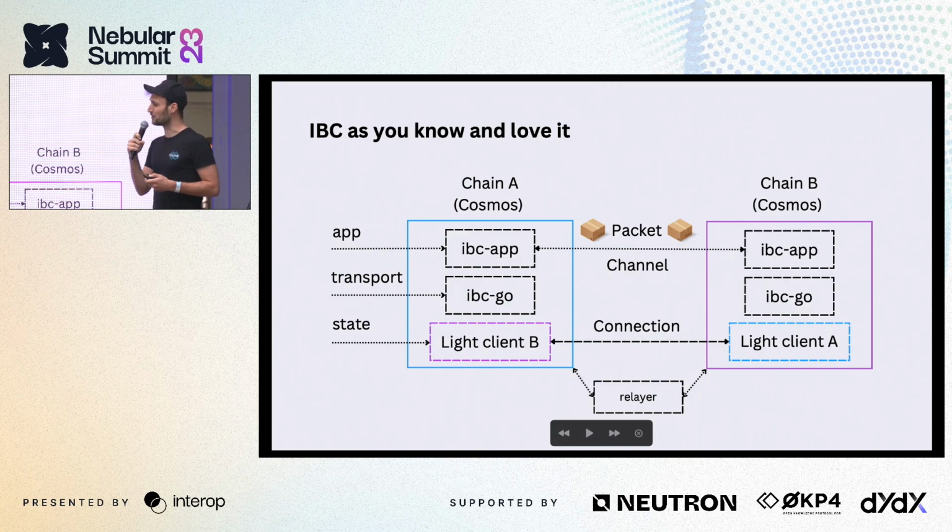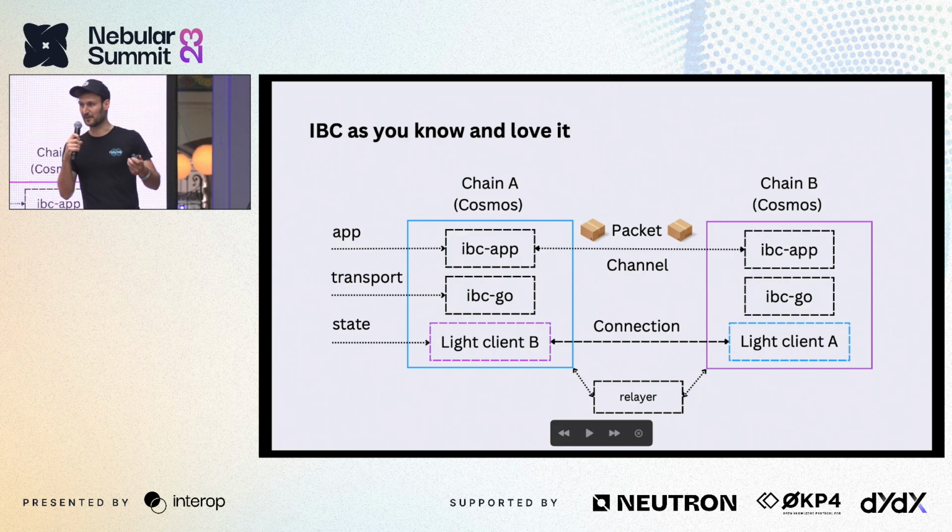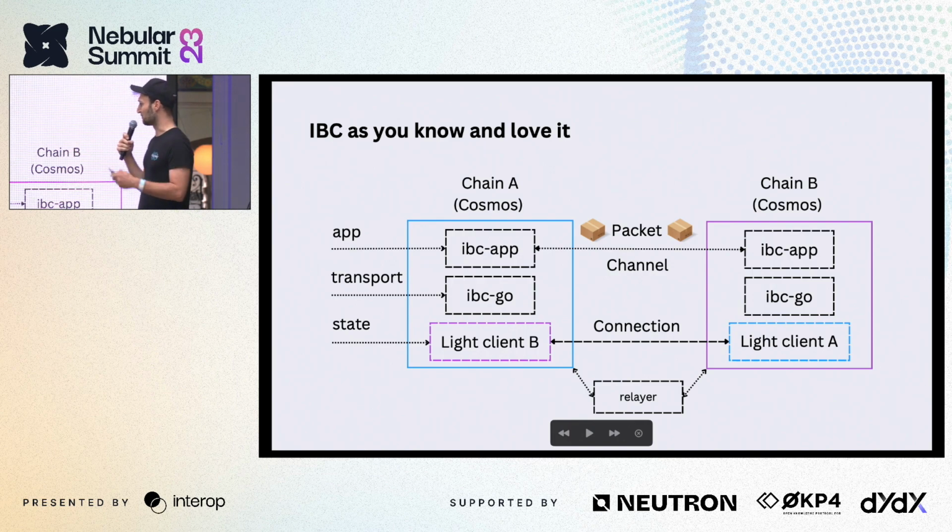So this is an overview of IBC, as you probably know it if you know IBC. We essentially have two Cosmos chains you can think of. We have the IBC Go module, which is the transport implementation. Then we have our light clients, which in Cosmos are Tendermint light clients. And we build connections, we build channels, and then we can send over packets with the help of the relayer, which you see down below.